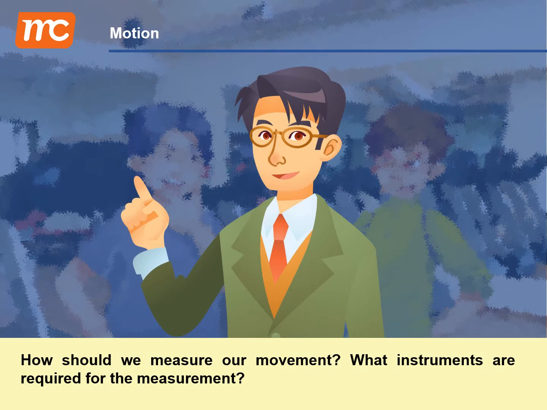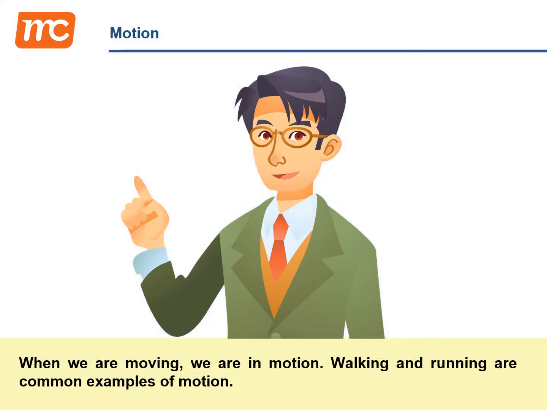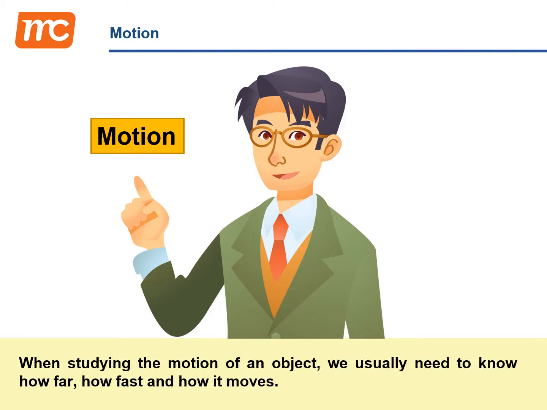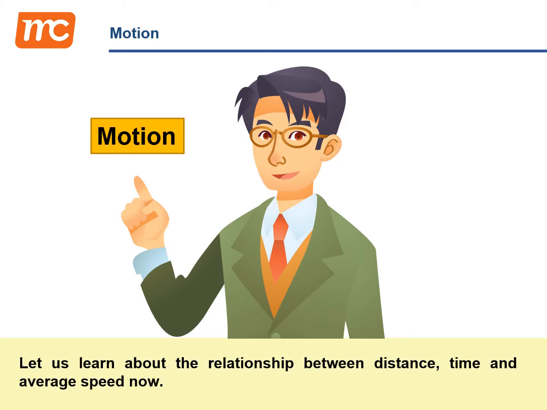How should we measure our movement? What instruments are required for the measurement? When we are moving, we are in motion. Walking and running are common examples of motion. When studying the motion of an object, we usually need to know how far, how fast and how it moves. Let us learn about the relationship between distance, time, and average speed now.